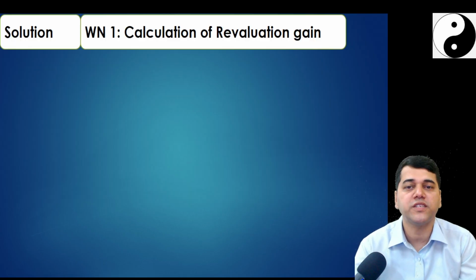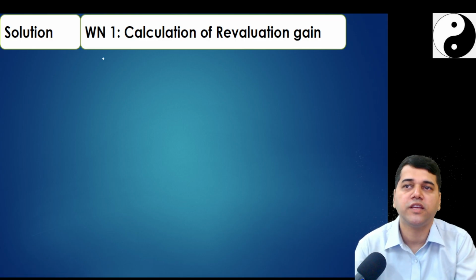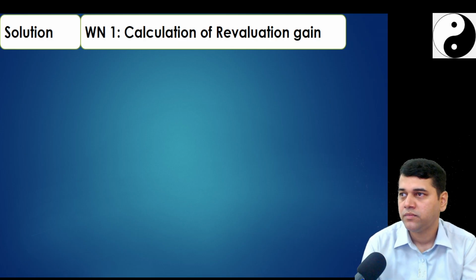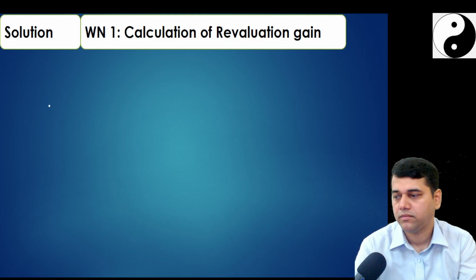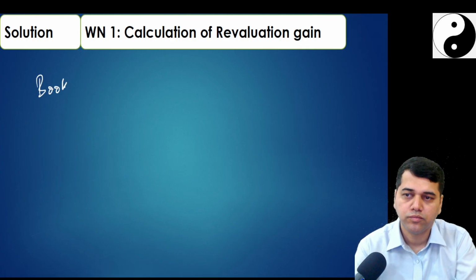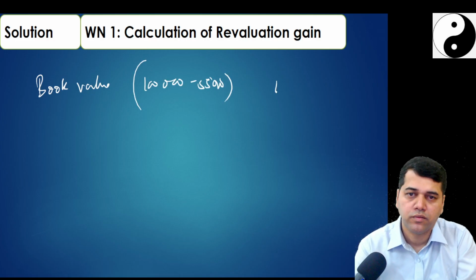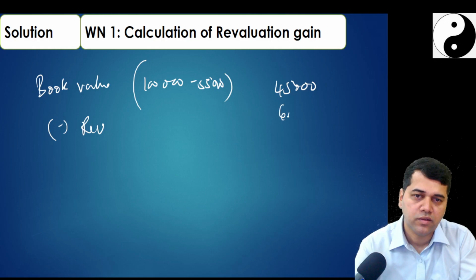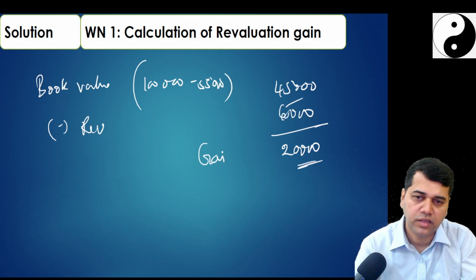Okay, so let us solve this. First, calculation of the revaluation gain. Working note number 1. Always when they ask you, they asked me pass the journal entry on the revaluation. Now, let us do both the methods. What is the book value? 1 lakh minus 55,000, 45,000. Revaluation 65,000. 20,000 is the gain.